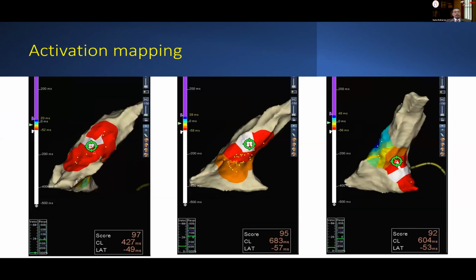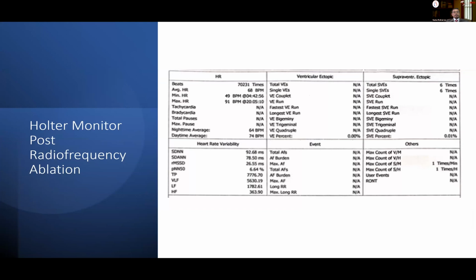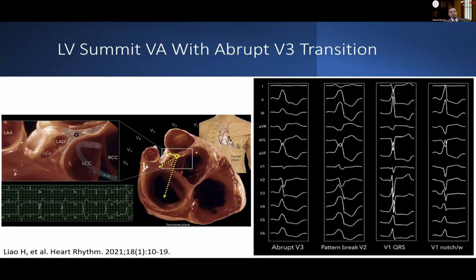After that, we induce again with the epinephrine. We could see that there is a very good LAT in these three locations, and the pace map or score map also has a good 99%, 98%. We did the ablation, and then the patient was free from the PVC. Now, this is one of the ways to map PVC that is symptomatic but infrequent.